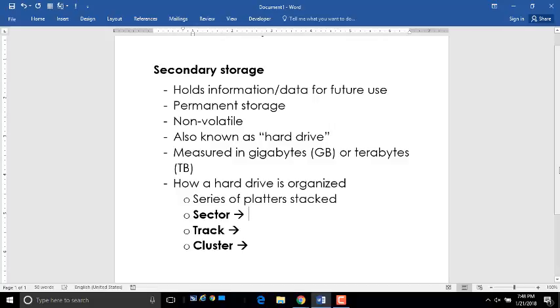So a sector is a cross section of a hard drive. And so what I like to say is it's like a pie slice. A track on a hard drive, these are the grooves. And what they are, they're circles that go from the center to the outside of the drive.